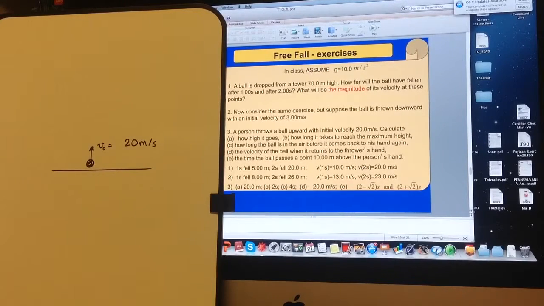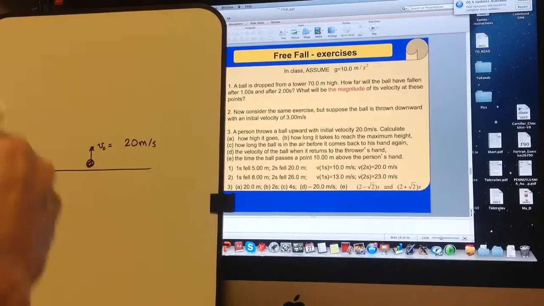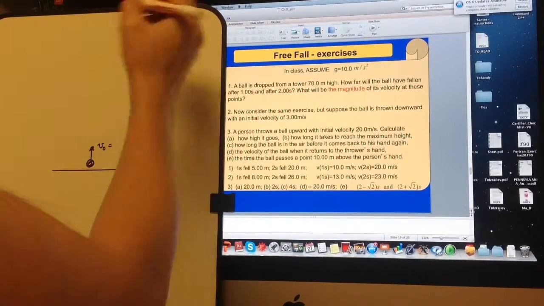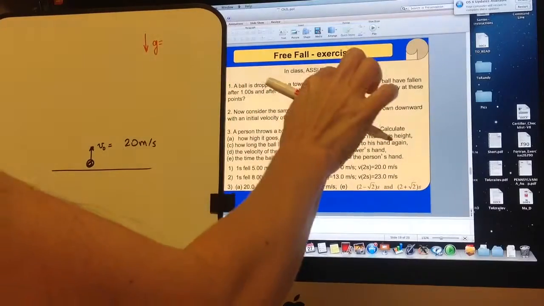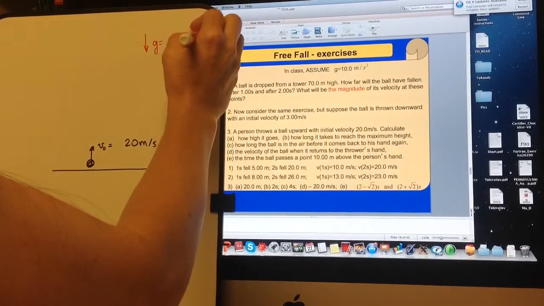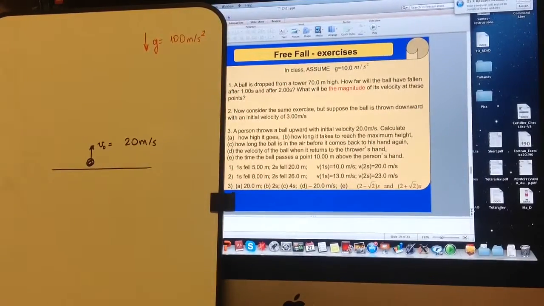Okay, how high it goes is related to distance, or displacement, and that's it. It doesn't give us any other information. What do we know for sure? Well, we know for sure that we have g, and that g points down. We are assuming g is 10 meters per second squared, whereas it is really 9.8; we're just approximating it in this case.